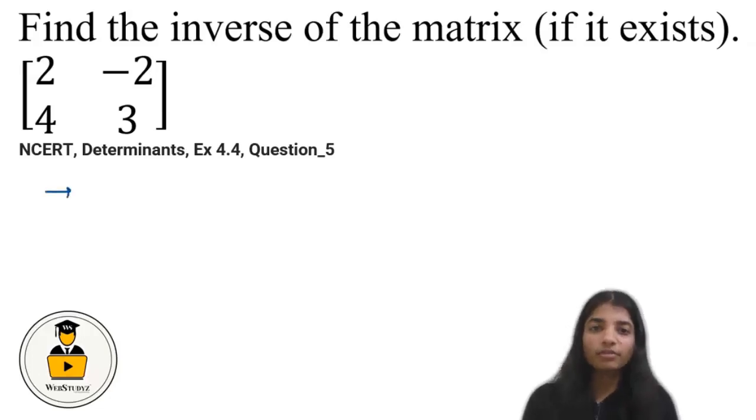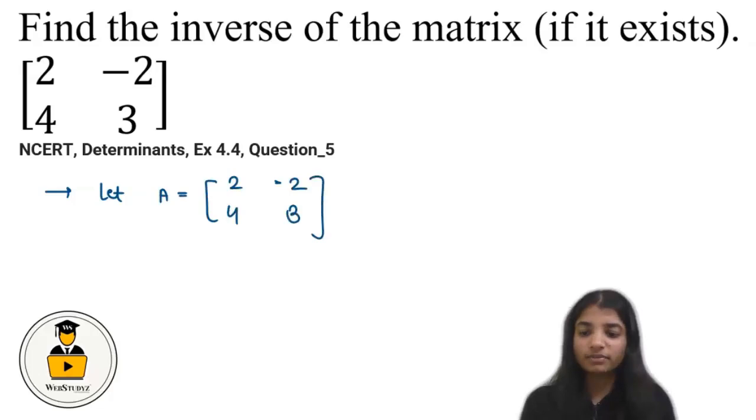In this question, we have to find out the inverse of the matrix if it exists. So we are given the matrix A. This is [2, -2; 4, 3]. So this is the matrix which we are given here.